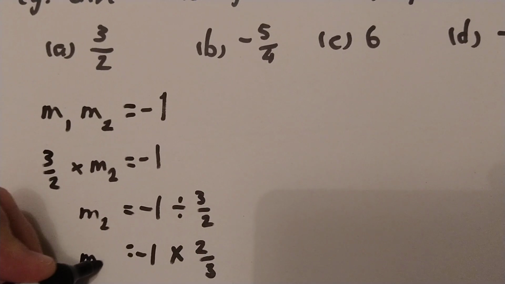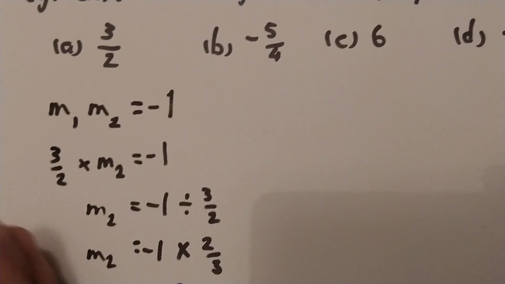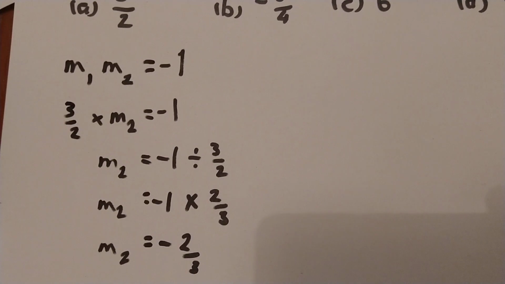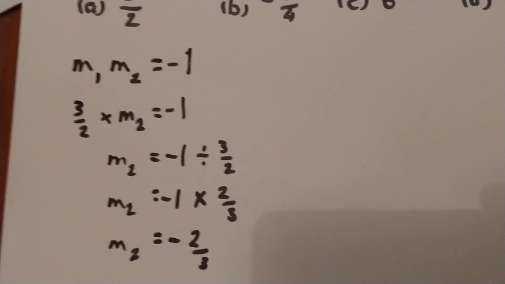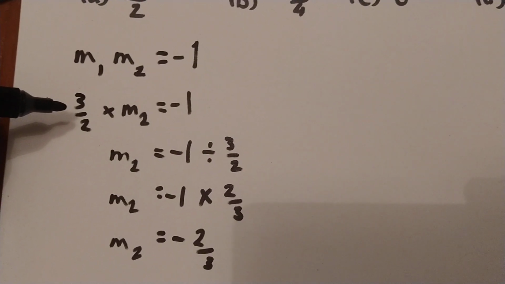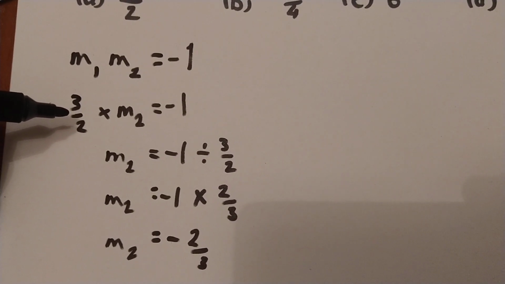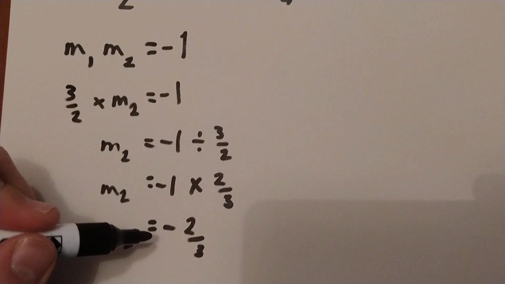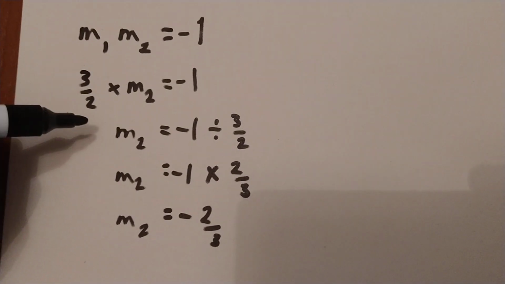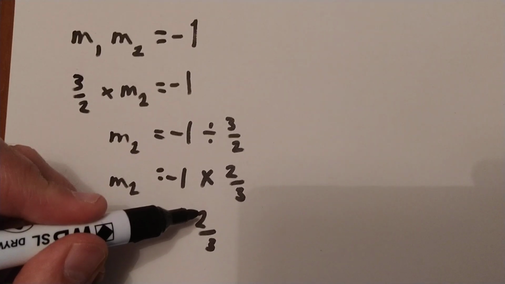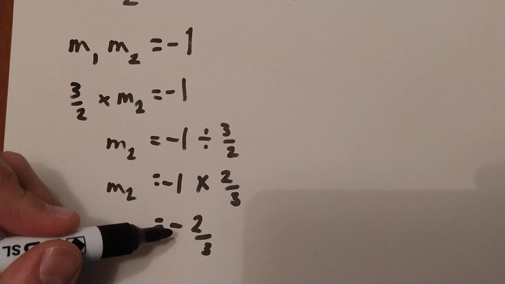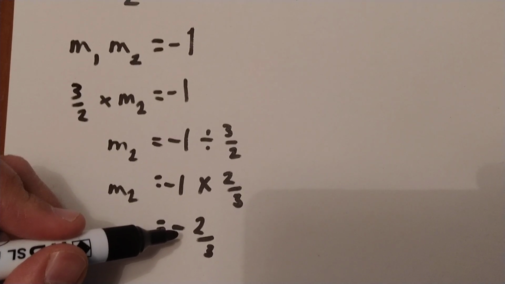Now if you're unsure, but you had the rules, then that's the way of doing it. But please note, I started off, first gradient is 3/2. My second gradient was -2/3. Same figures, swapped the other way up, and changed the sign. That always works when you divide to get two gradients to multiply to be -1.